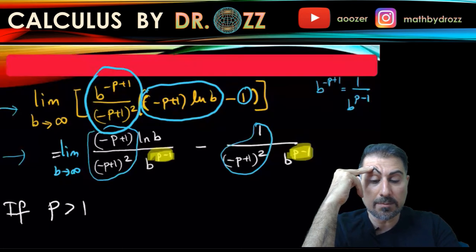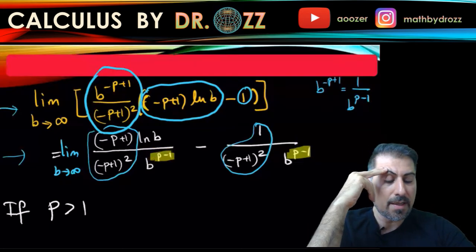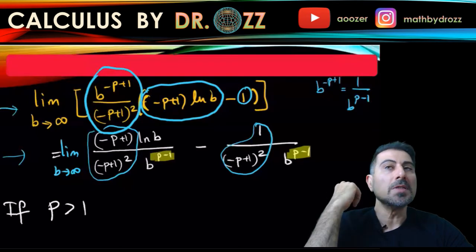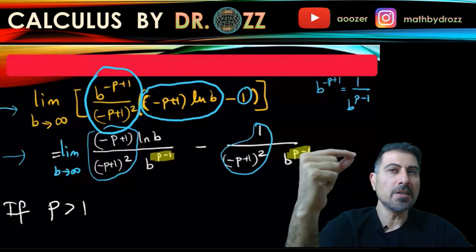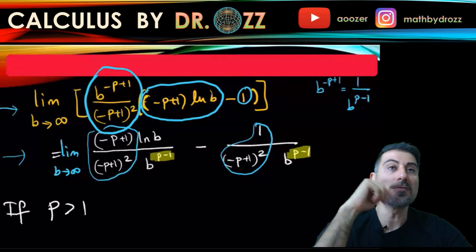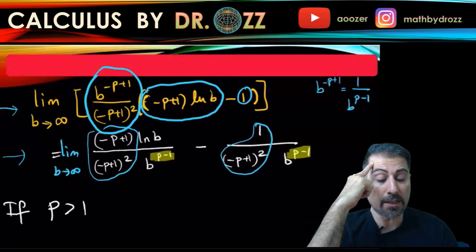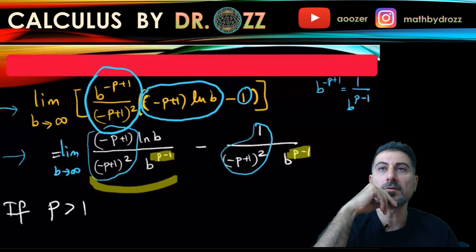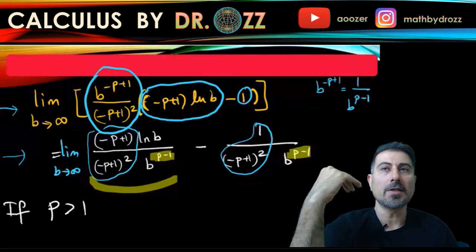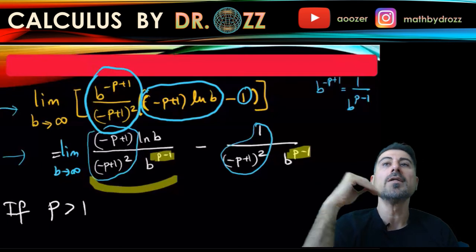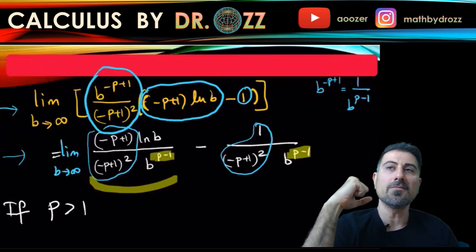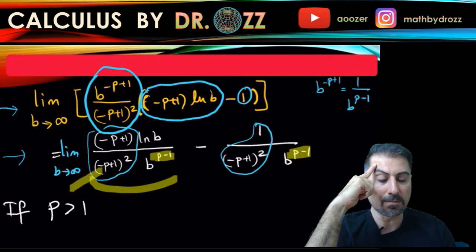Okay, so that implies that ln b over b to the p minus 1 is going to be an infinity over infinity type indeterminate form. That's why you can use L'Hopital's rule for the first term here. After you take the derivative of the top and the bottom respectively, that will take you to some number divided by infinity. So this term is going to go to 0.